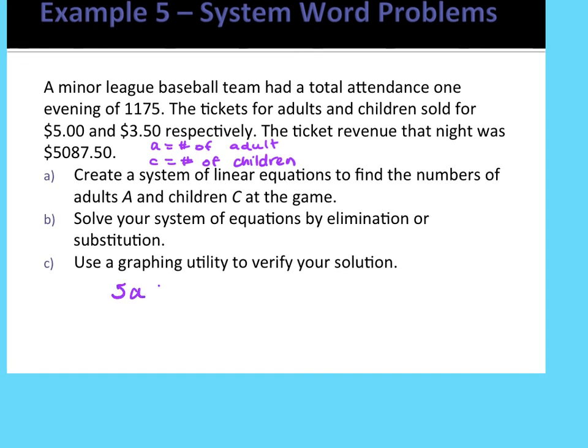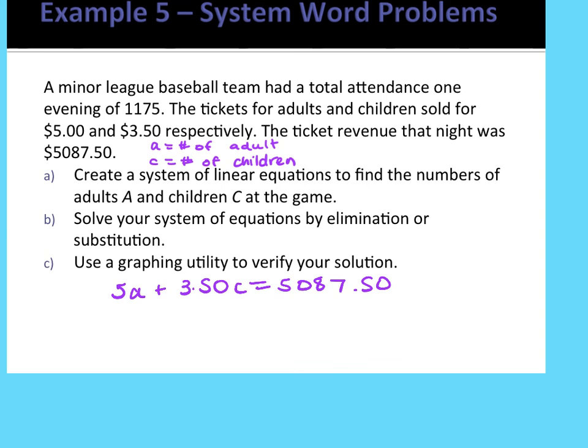5a plus 350c equals 5,087. Good, so the money brought in would have to be used multiplying the money that was sold for each ticket times the amount of tickets. So 5a plus 3, and I can make it 3.5, but 350c equals $5,087.50. And again, in a minute, I'll go through and get rid of those zeros because we don't need them.